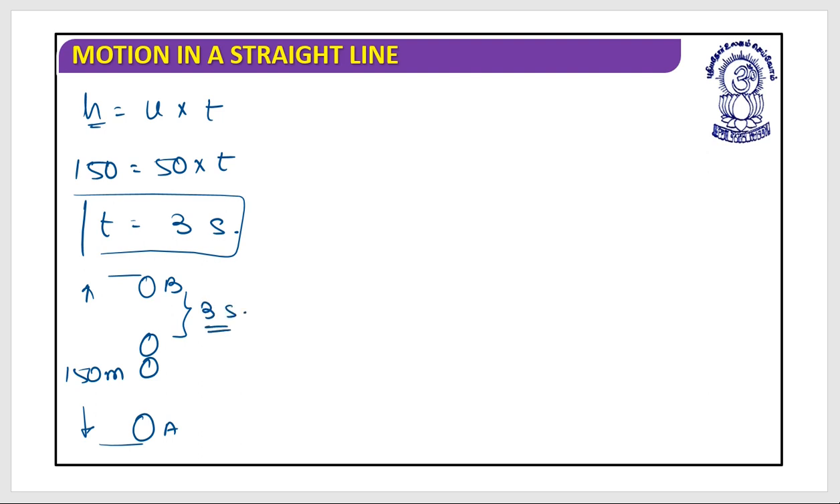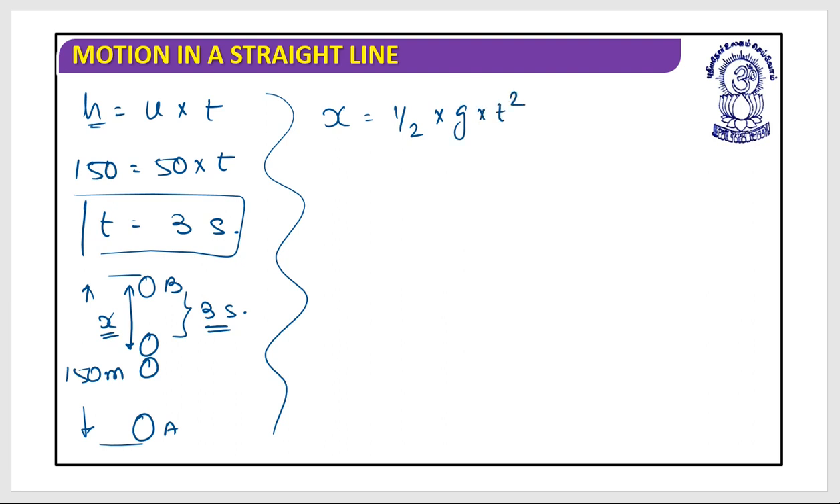So what was the difference? What is the distance at which they are meeting? Let's calculate this from here and then from the ground as well. So x is equal to half gt square. This is equal to 1 by 2 into g, which is 10, into t square, which is 9. So 2 5s are 10, and this is 45 meter from the top.